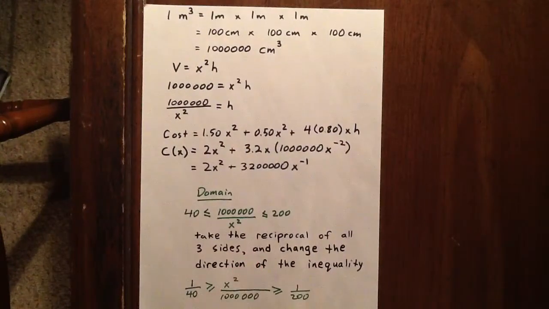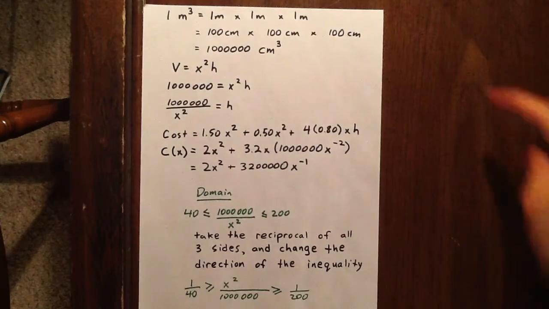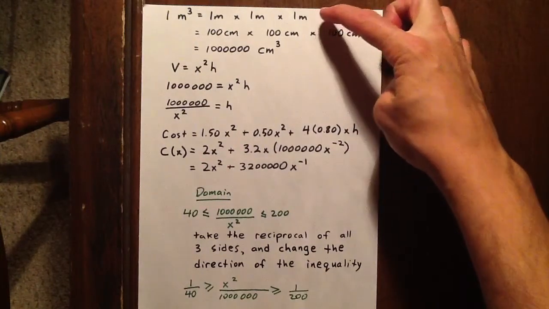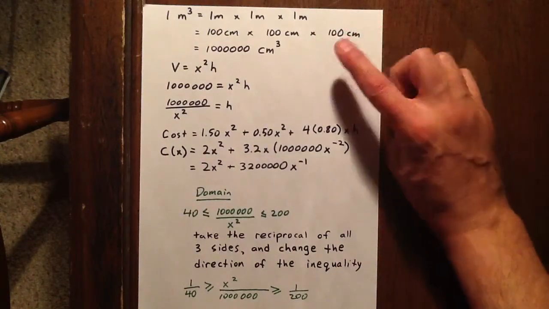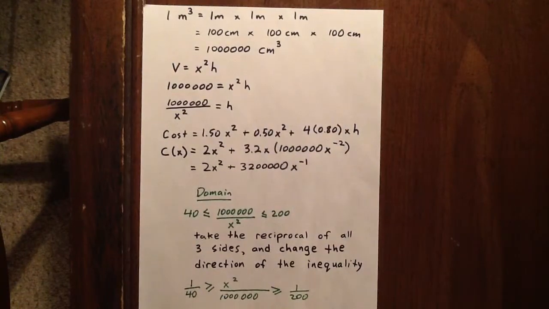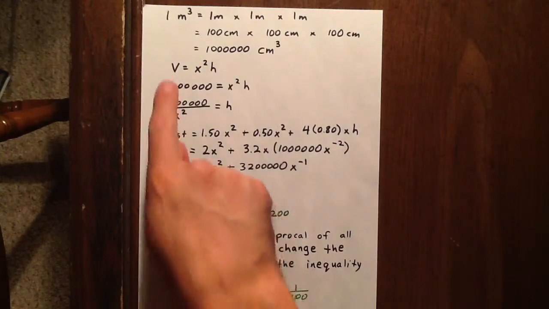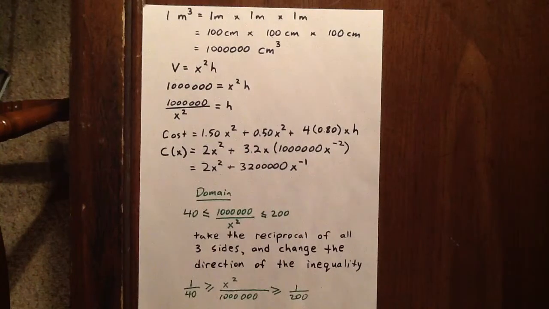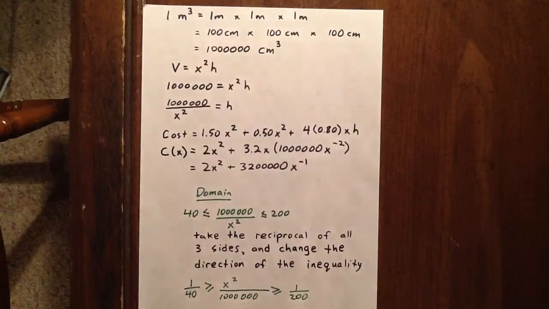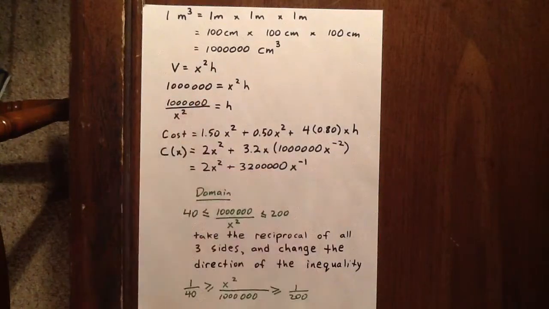We see that the volume is 1 meter cubed. 1 meter cubed is obviously a meter times a meter times a meter. Converting to centimeters, that's the same as 1 million centimeters cubed. Now, the volume is length times width times height. We have a square-based rectangular prism, which means the length and the width equal each other. So we're going to let that value be x, and we can say that the volume is equal to x squared h. So in other words, 1 million equals x squared h. Well, we can divide both sides by x squared, and we can say that h is therefore equal to 1 million over x squared.